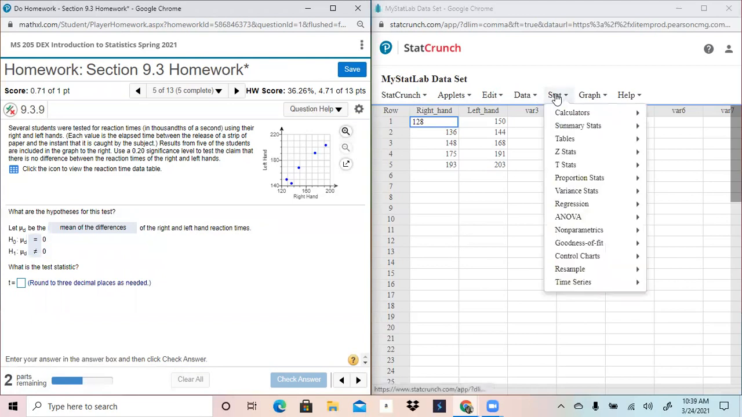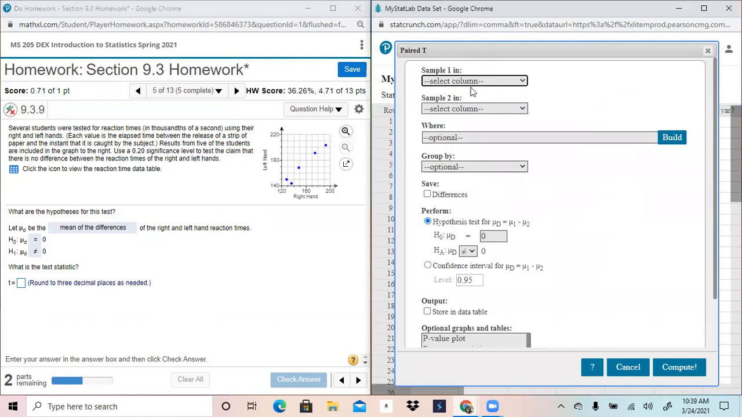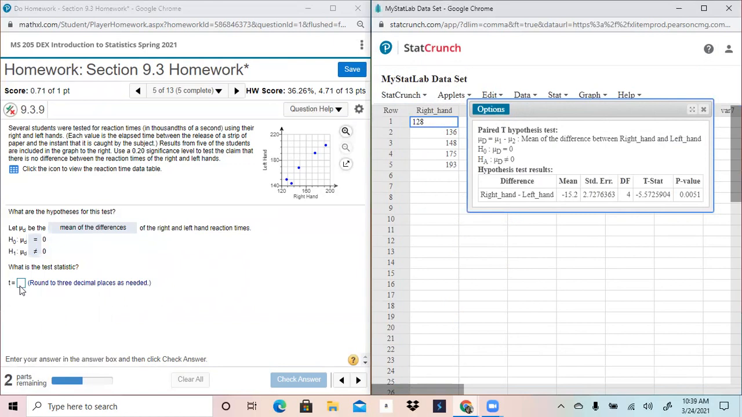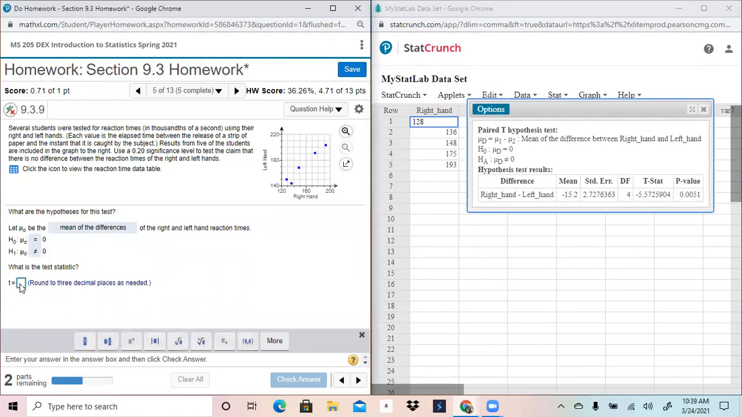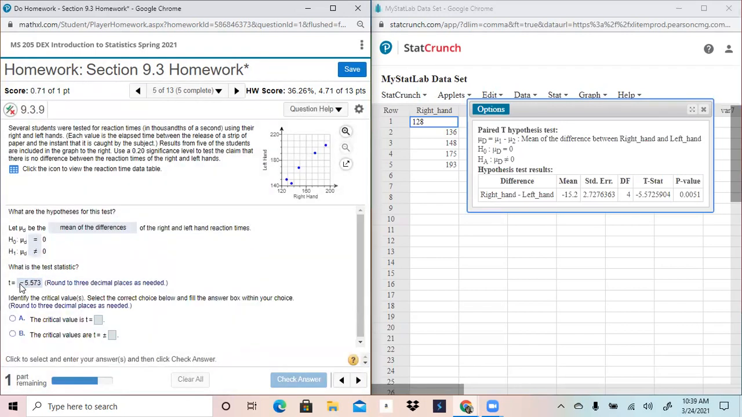Now the test statistic. Come over here, T Stats, Paired. Put in our data columns. Make sure our hypotheses are right, compute. So the t-statistic here is going to be negative 5.573. Now, this asks for critical values. It doesn't ask for the p-value.